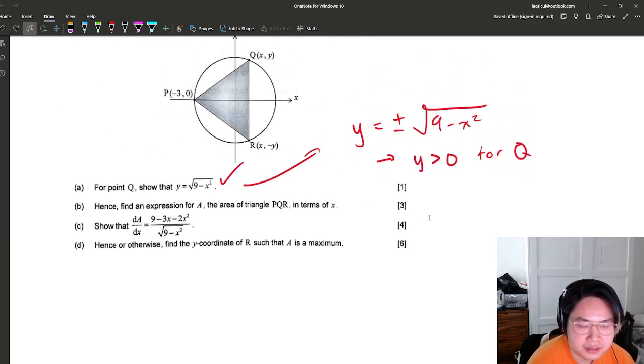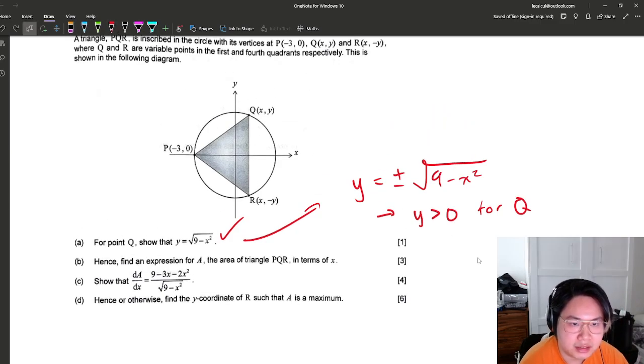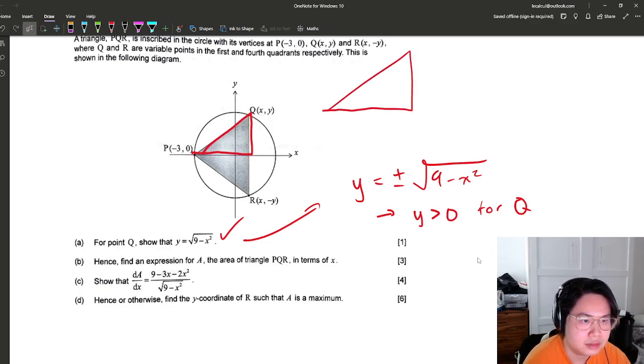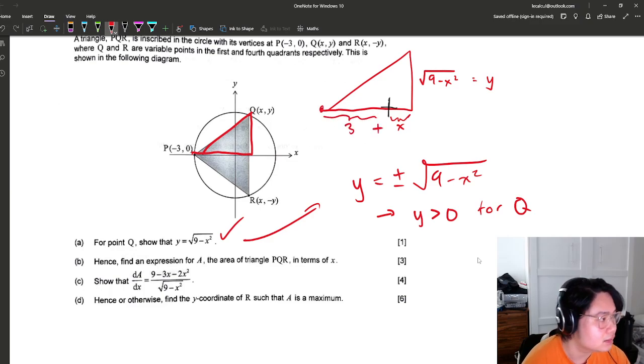Okay, hence find an expression for A, triangle PQR. Okay, so I'm gonna split this in half, and then I basically have two right triangles. And then here's my origin. So this right here has a height of y, which I know is the square root of 9 minus x squared. This distance here is x, and then because this is at 3, this distance is 3, so the total distance is 3 plus x.